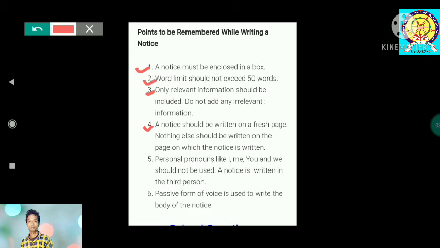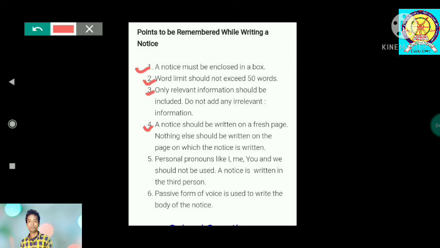Personal pronouns like I, me, you and we should not be used. That means first person or second person should not be used, as a notice is written in the third person. So while preparing a notice, we should not use first person and second person. We will have to use third person like he, she, it, they.